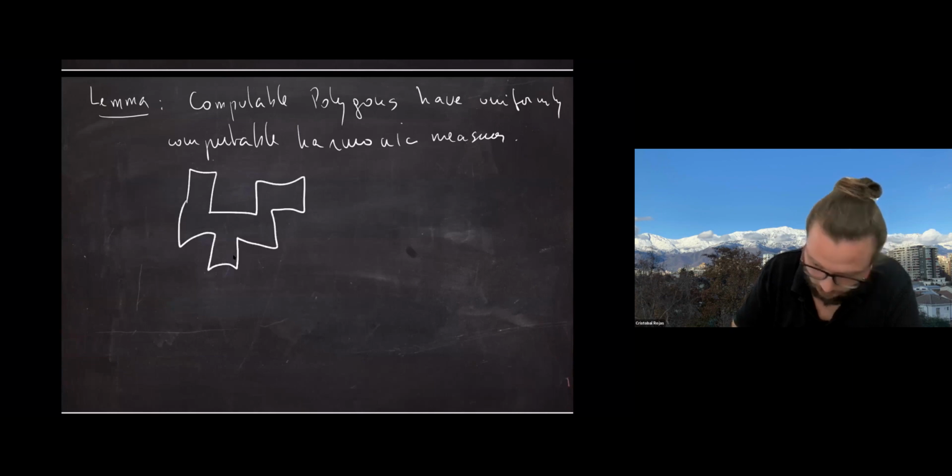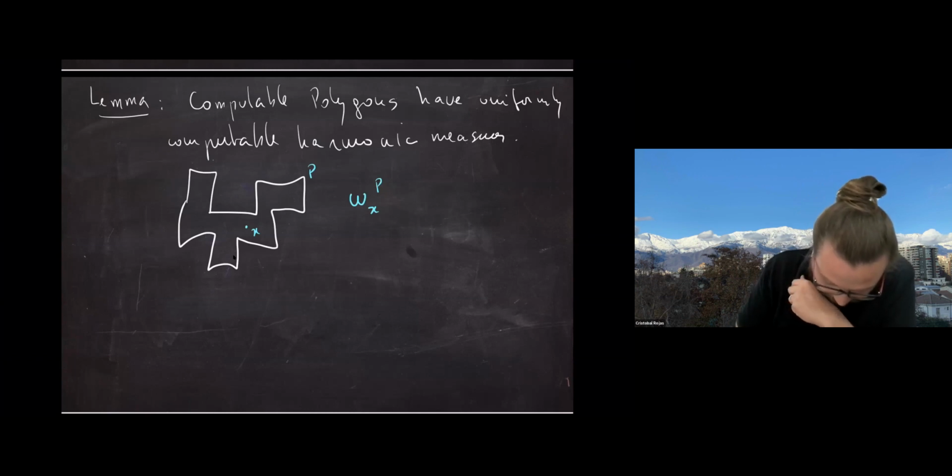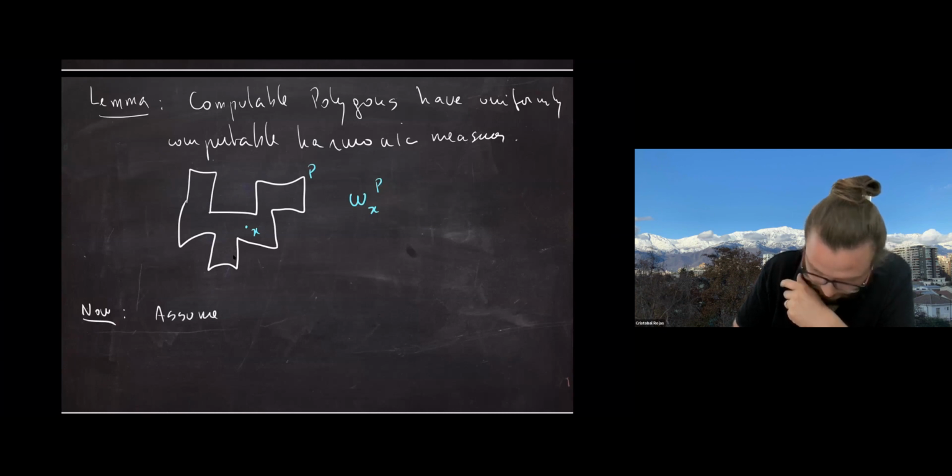So if our set is a polygon like this, it doesn't matter where our point is, we can always compute the harmonic measure at that point. Now, having that in mind, let's assume that we know how to compute the harmonic measure of omega, the unknown domain.